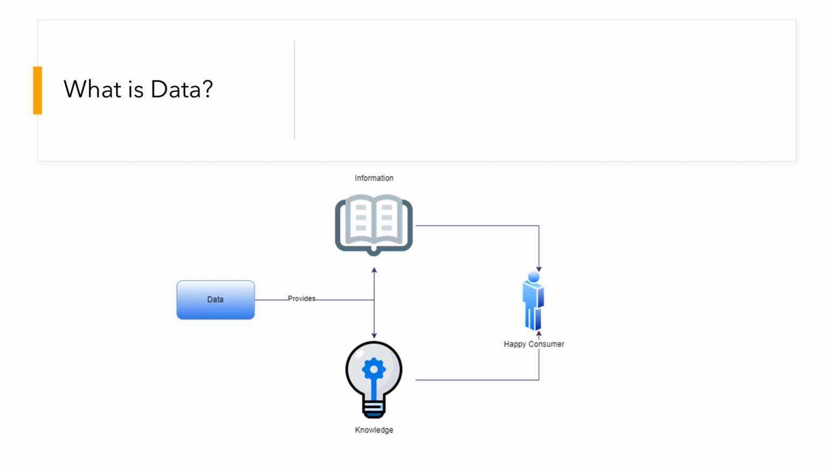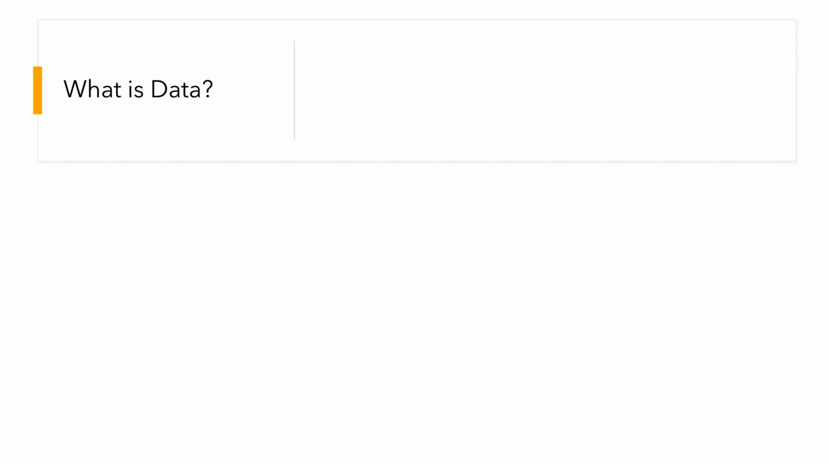What is data? I define data to be anything which provides us some information or knowledge, provided that it is recorded or documented somewhere in some form and can be shared, presented to someone else. As you can see in the figure over here, data provides a user with some information or knowledge and makes him or her a happy consumer.